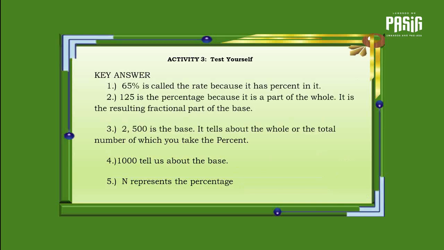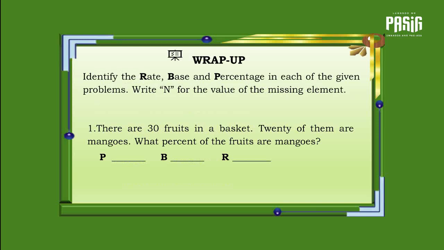Time is up, so it's now time for me to reveal the answer. And here are the answers. So I hope that you were able to get the answers to these activities. Now let's proceed to the wrap-up. Identify the rate, base, and percentage in each of the given problems. Write N for the value of the missing element.